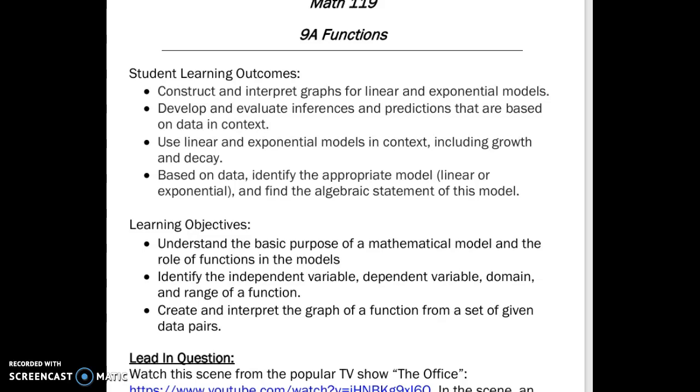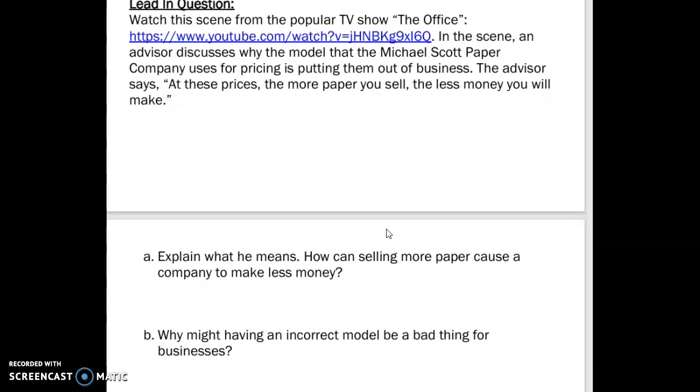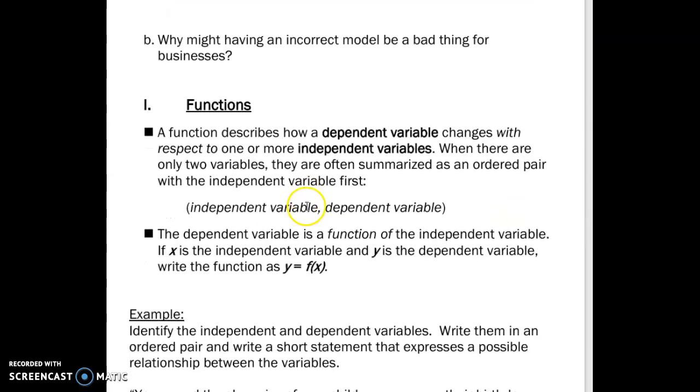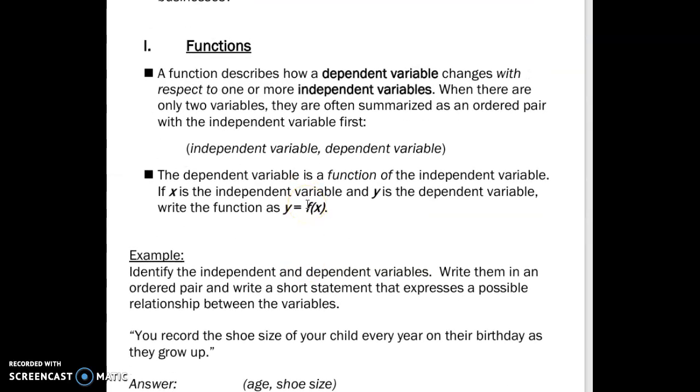So let's talk about functions in section 9a. You can take a look at this YouTube video and watch through this. But what we're going to talk about is here where it says a function describes how a dependent variable changes with respect to one or more independent variables.